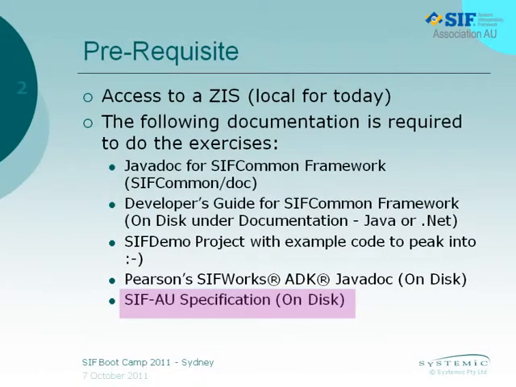The SIF AU specification is also under the documentation right there. You will need this mainly when you deal with objects, because you need to know, for student personal, which fields it has and what it is made up of. So you have to unzip that zip file, and then you get a Javadoc. You can go through that for student personal, school info, whatever objects you want to deal with.